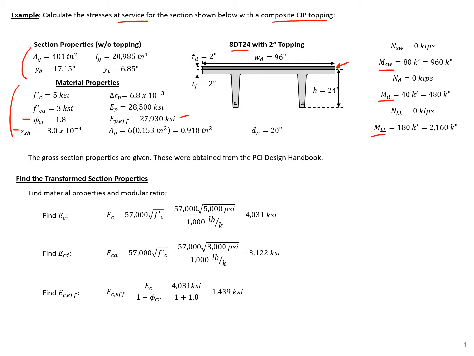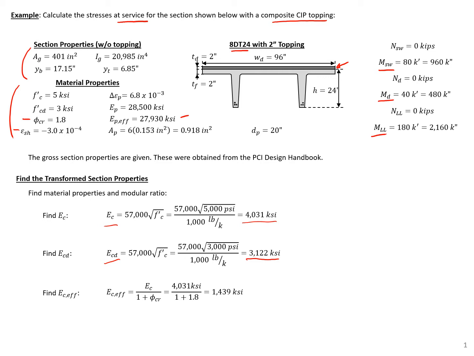Our first step is to find our transform section properties, and we'll need to find our modulus for our girder concrete. So we have 5,000 PSI concrete for our girder or beam, so that'll give us a modulus of 4,031 KSI. We need to find the modulus for our deck. Again, using the ACI expression, we can find the modulus for our deck, which has a concrete strength of 3,000 PSI, gives us a modulus of 3,122 KSI.